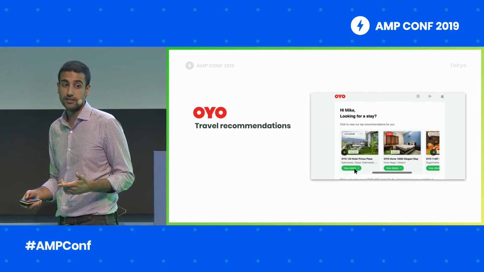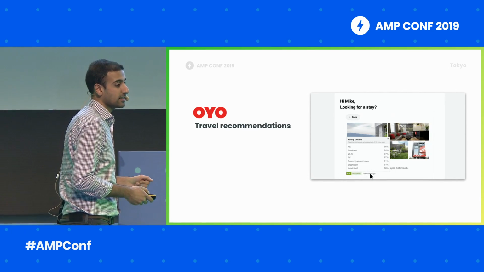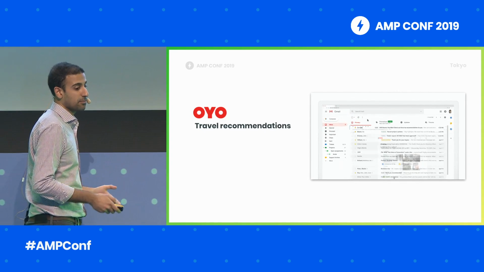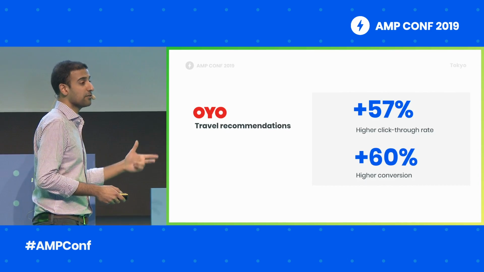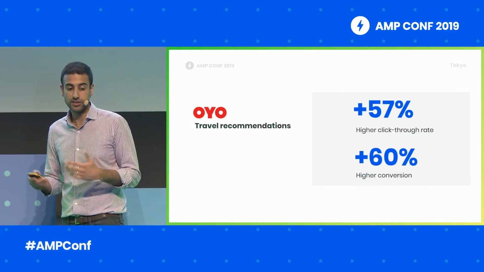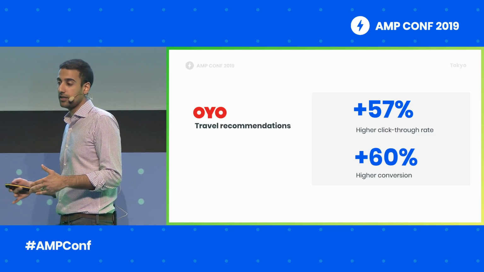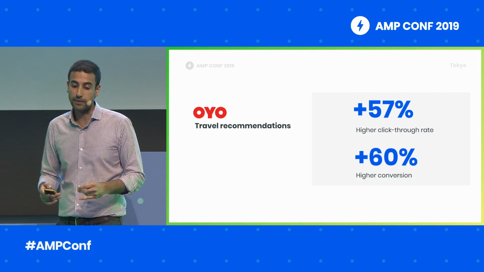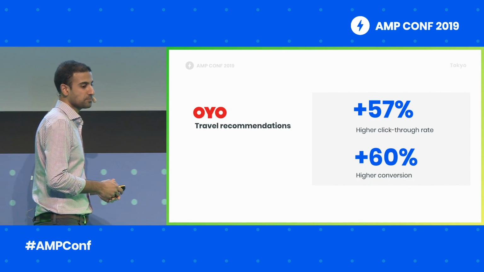Not only are these messages super cool and more useful for users, in a pilot that Oyo recently ran, they're also seeing massive improvements to click-through rate and conversion on these emails. They're seeing 57% higher click-through rate and 60% higher conversion, which showcases the massive potential when you add this interactivity and up-to-date content to your email messages. And we'll hear a bunch more from Anirudh from Oyo in a little bit.